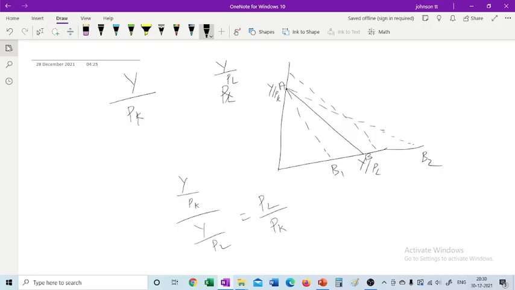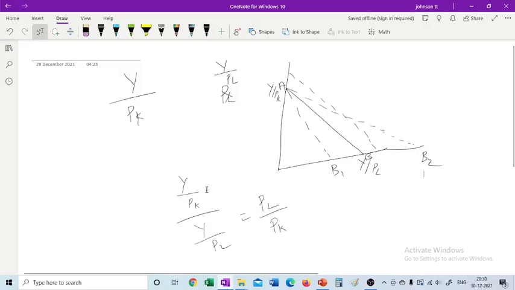So in this way we can explain a change in the price of labor. The same thing we can explain in the case of capital also. When the price of capital increases, what happens? When the price of capital decreases, what happens? This way we can draw a diagram and explain.